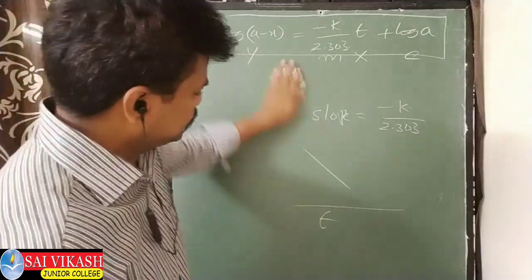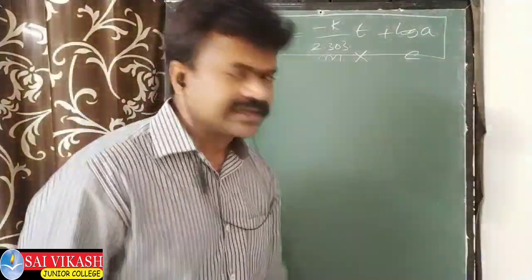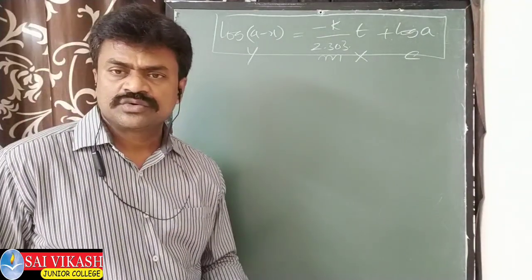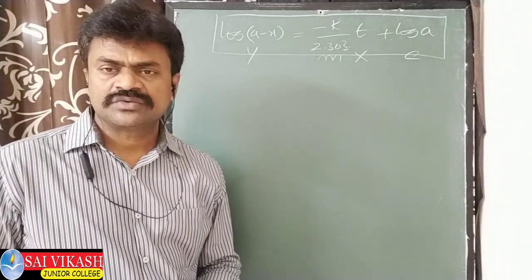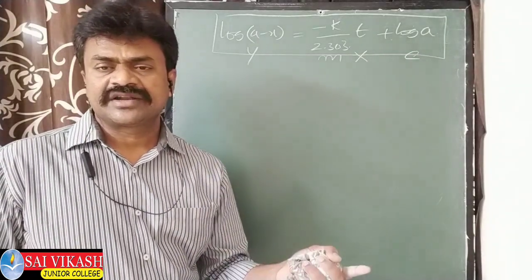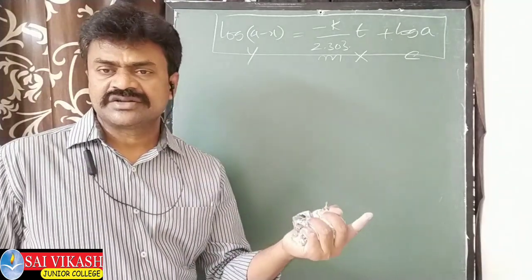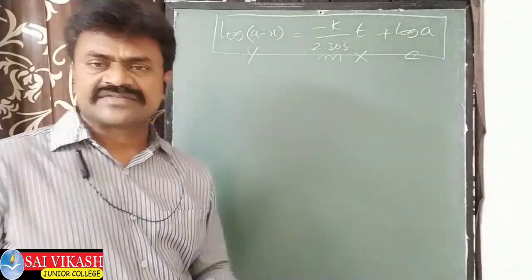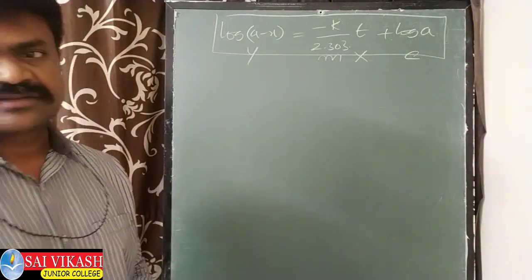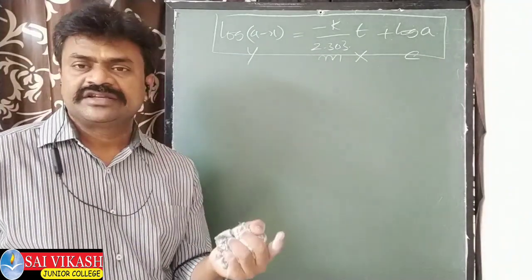Next one. There are some other graphs also there. Zero order graphs I told you, first order graphs also I told you. There are some other graphs also there between rate of a reaction and time, and concentration of reactants. So before drawing these graphs, let us discuss the type of the reactions.